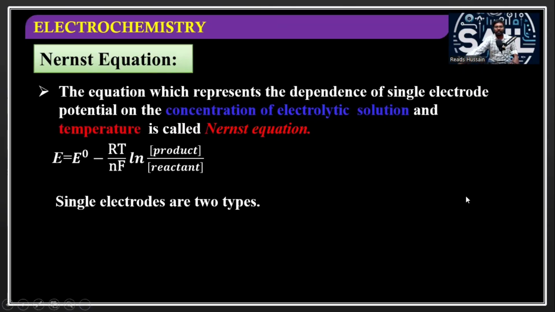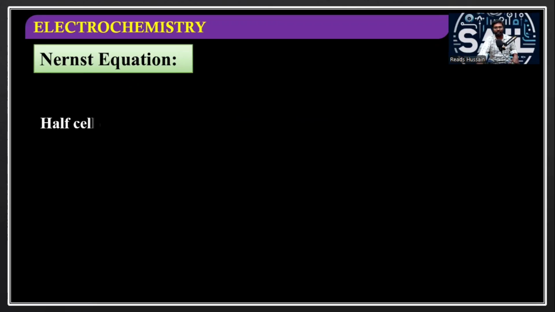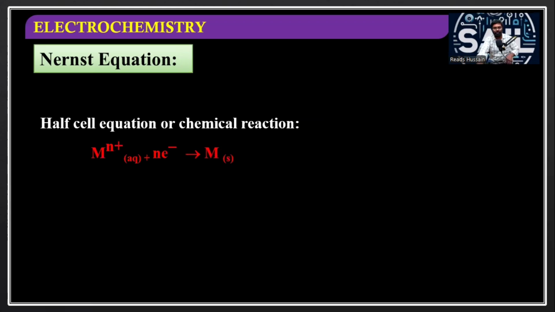Next, let's continue. Metallic electrodes and non-metallic electrodes. There are two types of electrodes: metallic and non-metallic. Now first we'll discuss the half cell reaction, the chemical reaction, of a metallic electrode. Note down: metallic electrode. Here note down this reaction: M plus n electrons gives M.